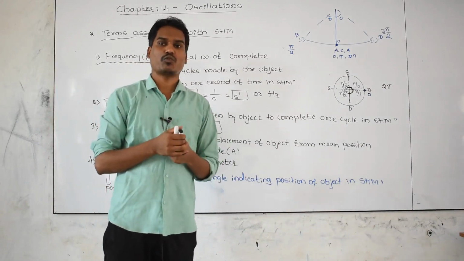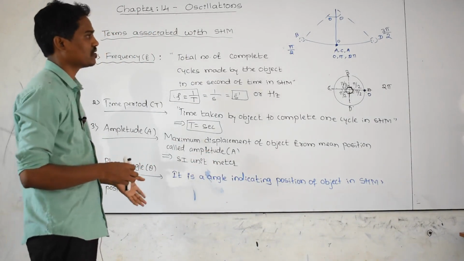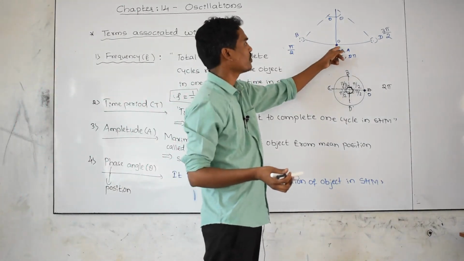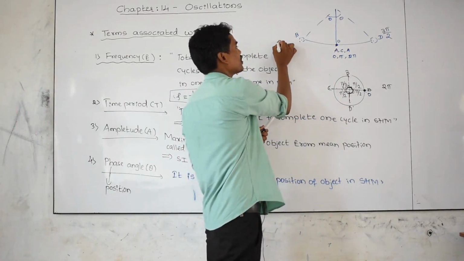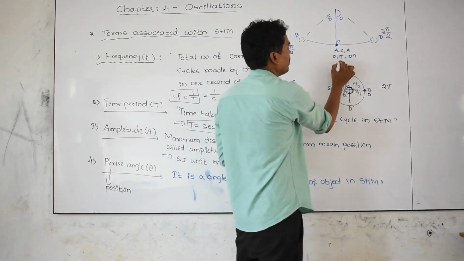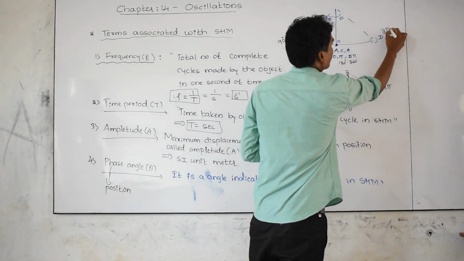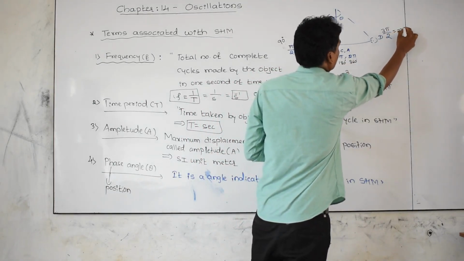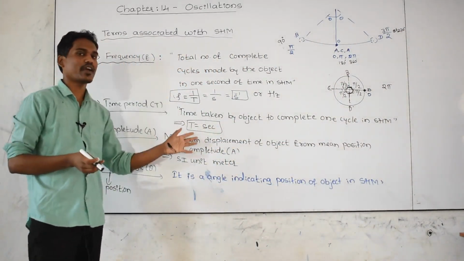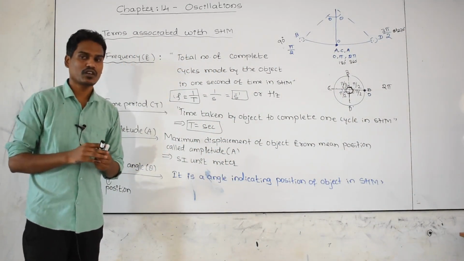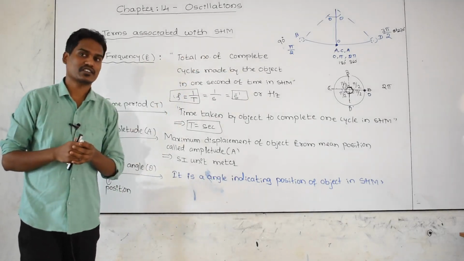And please remember, this is 0 degree, pi by 2 means 90 degree, pi means 180 degree, 2 pi means 360 degree, and 3 pi by 2 means 3 into 180 by 2, which is 270 degree. You remember, these are very important terms required in order to study simple harmonic motion. And in the next class, we can study the velocity and acceleration of the object in simple harmonic motion.